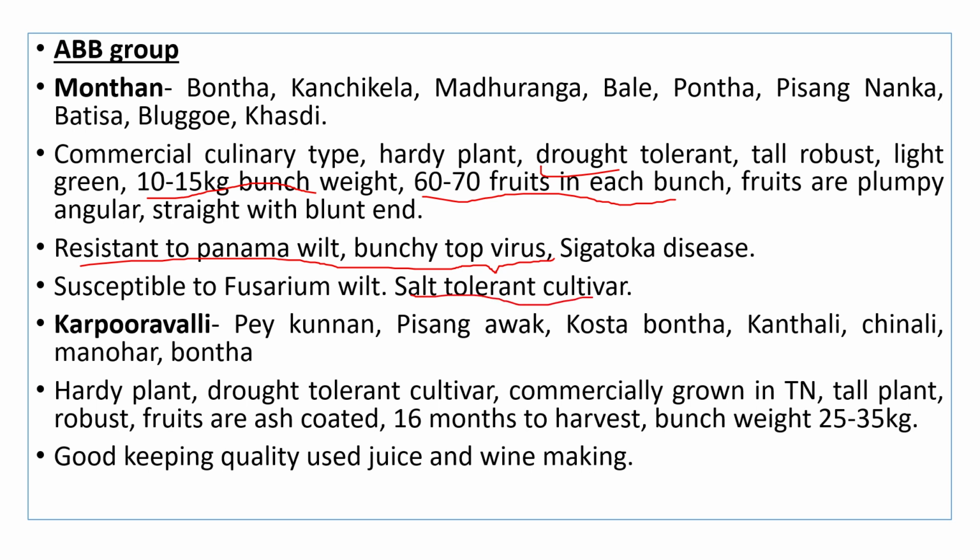Then another variety coming under ABB group is Karpuravalli. It is also having other names: Pekundan, Pisang Awak, Manohar, etc. It is also a hardy plant, drought tolerant. Karpuravalli is commercially grown in Tamil Nadu and the fruits are ash coated. It takes 16 months to harvest and the bunch weight is 25 to 35 kilogram. Good keeping quality, used for juice and also wine making.